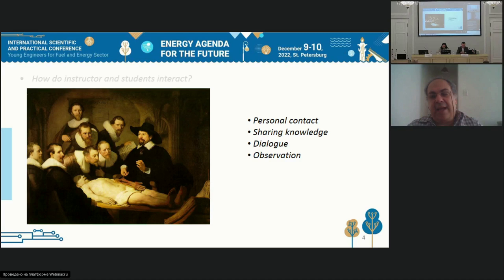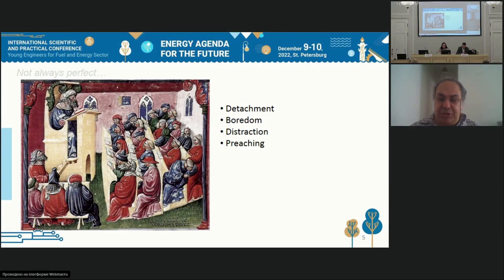So I chose this picture by Rembrandt, the Anatomy Lesson, and it's a very effective way to educate, even to this day. It's quite amazing that the painter could grasp how good classroom dynamics evolve. But on the other hand, it's not always as perfect as in the Rembrandt painting.